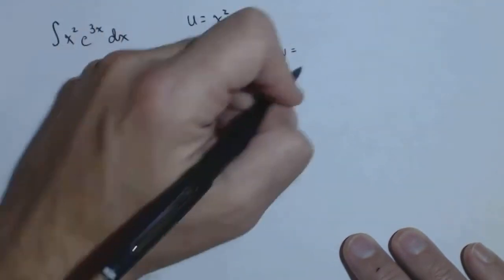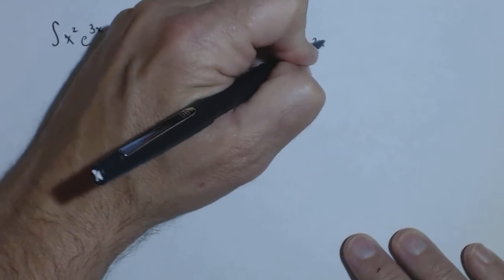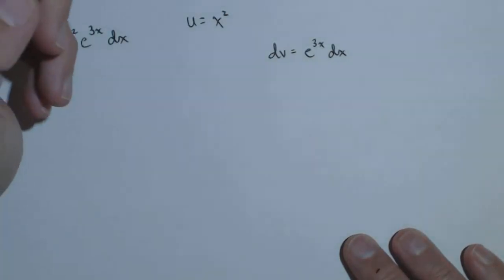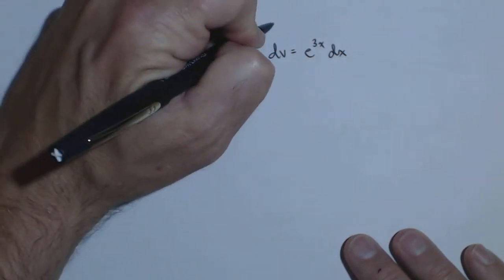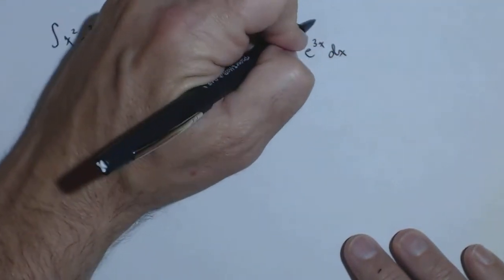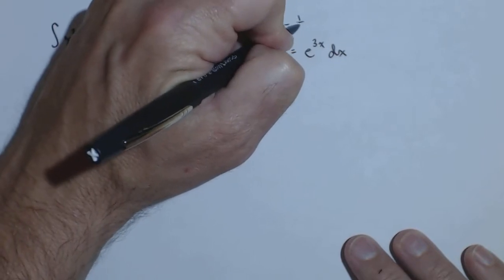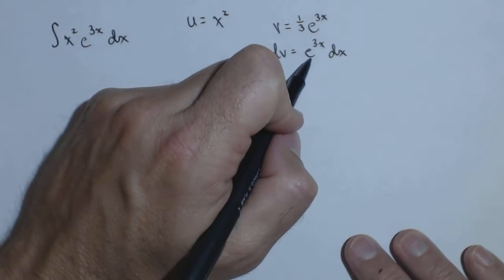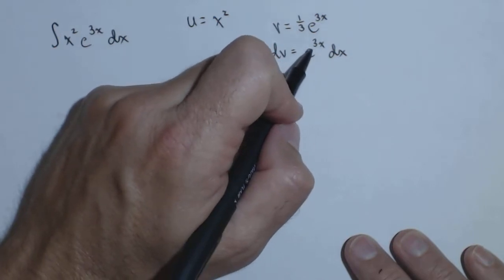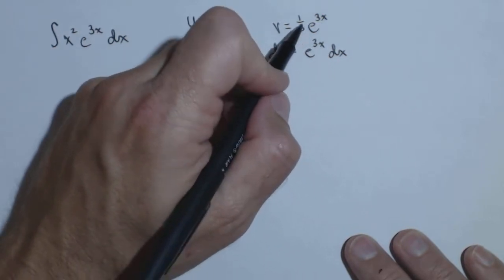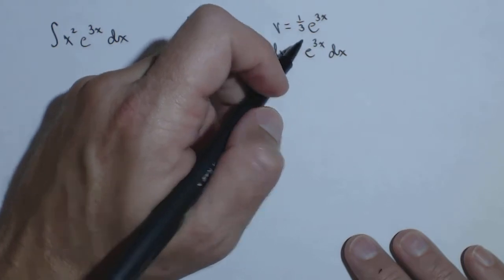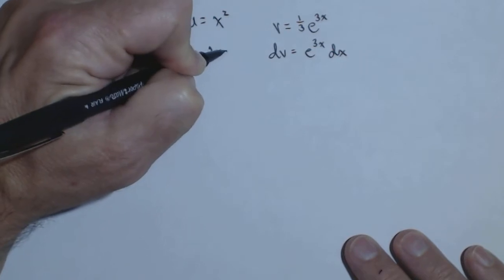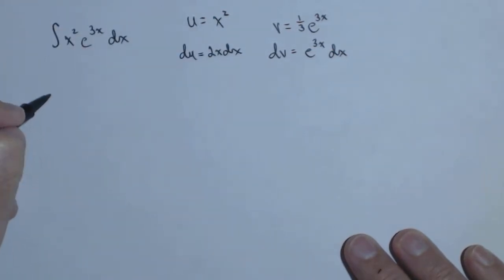Our dv is going to be an e to the 3x. That 3 isn't too big of an issue, it's just going to add some extra constants that we have to keep track of. For instance, our v, well, it is e to the 3x, but it's 1/3 e to the 3x. And the reason is because this is a chain rule. If we were taking the derivative, we'd have to multiply by 3. So the antiderivative, we have to divide by 3 or multiply by 1/3. Our du is 2x dx.